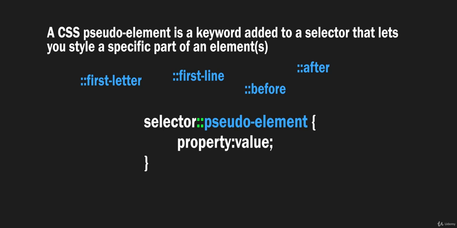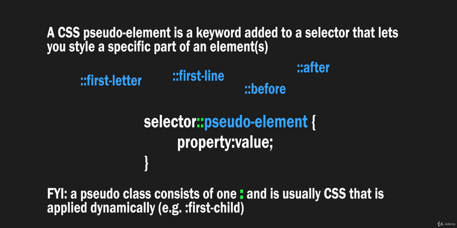But just bear in mind that we now use a double colon notation. This in fact replaced the single colon notation for pseudo elements in CSS3. So it was just an attempt by the W3C, which is an organization that just governs these things, to distinguish between pseudo elements and pseudo classes. Okay. Anyway, that's just a bit of FYI.